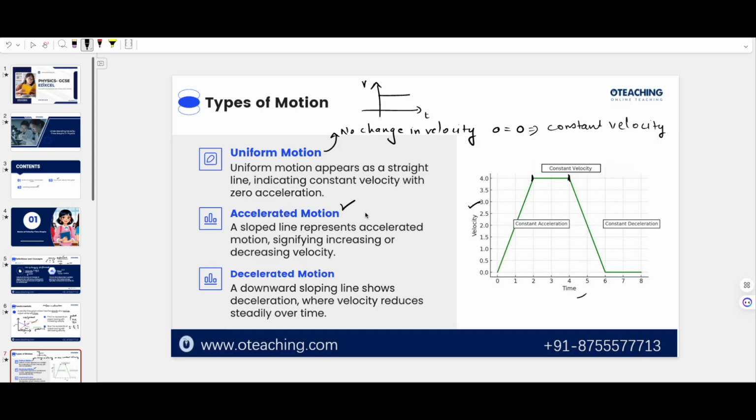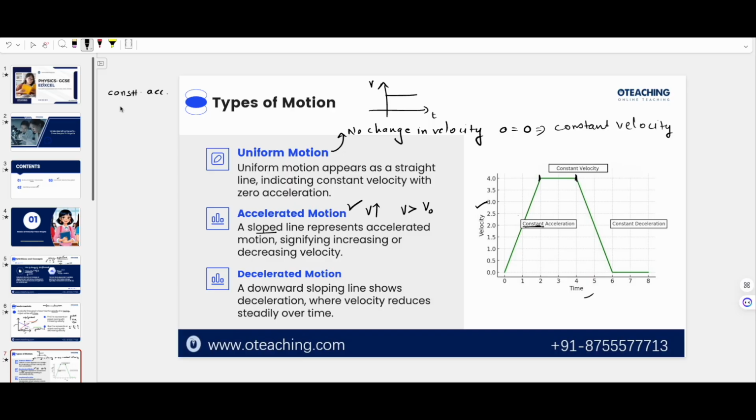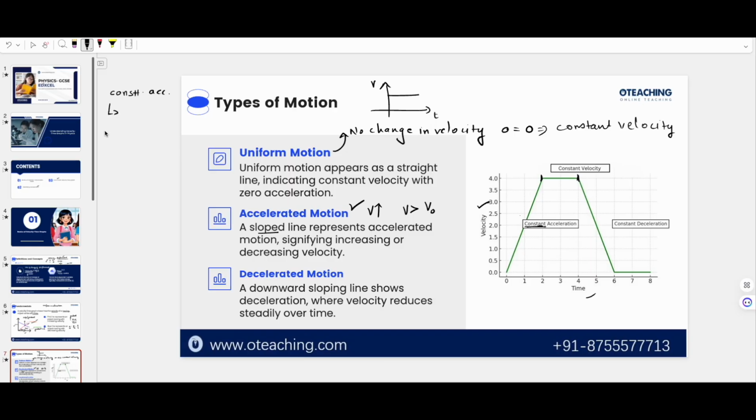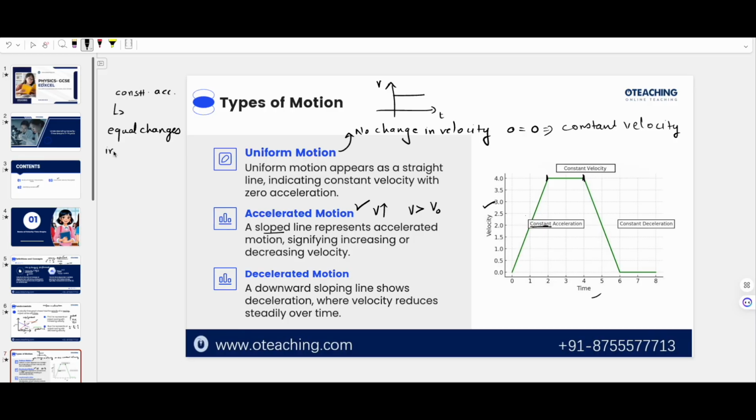When I talk about accelerated motion, it means my velocity is increasing. When I say increasing, it means my final velocity is greater than my initial velocity, correct? So a sloped line of increasing gradient represents accelerated motion, with constant acceleration. Now, what does constant acceleration, or uniform acceleration, mean? It means equal changes in velocity in equal intervals of time.